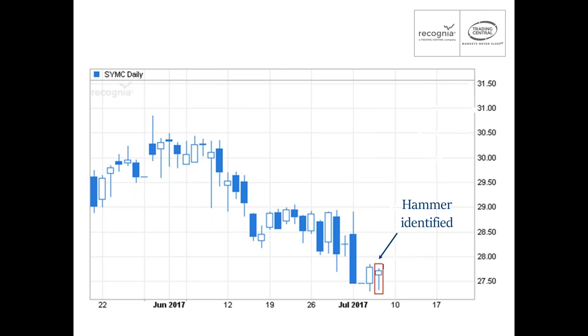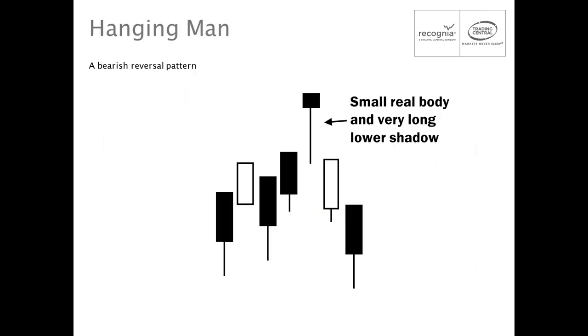Now, for those of you that are perhaps more aggressive, what you might choose to do is to buy right at the opening on the day following a hammer, being ready for that uptrend that you believe is going to occur. But if you do that, you want to make sure you have a stop loss order in place a little bit below the price you enter at, such that in the event that the price happens to move in the opposite direction, you're going to protect your capital in that instance.